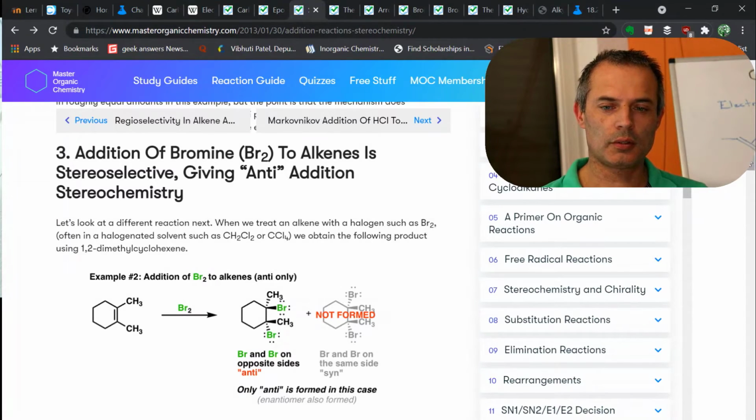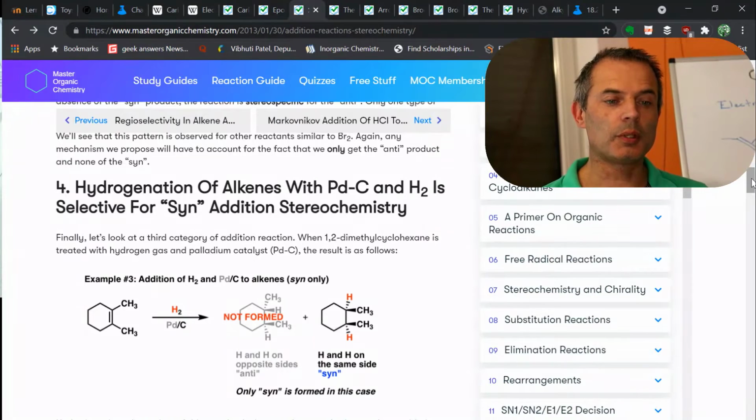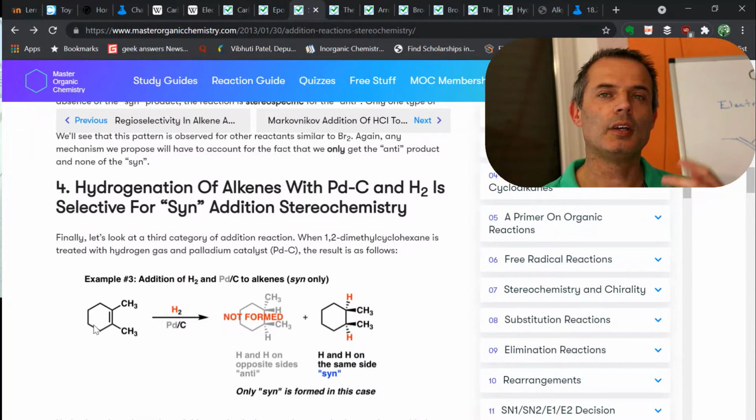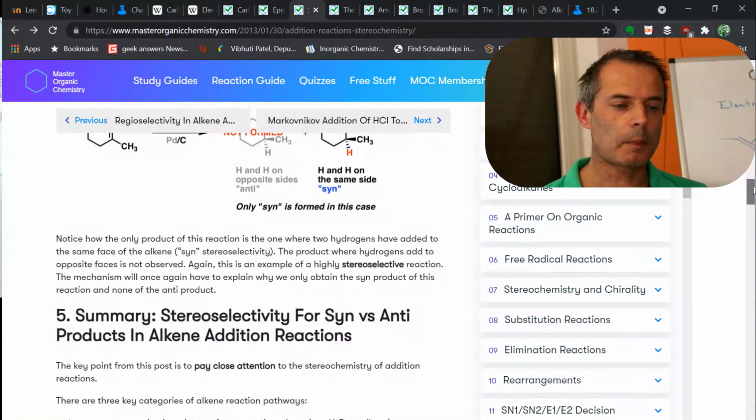Oops. The scrolling is a little bit awkward here. So scrolling down, we've got another possibility, which is exactly the opposite. It always attacks from the same side in palladium hydrogen attack. So it's catalyzed addition of hydrogen across the double bond, and that is always going to happen on the same side. We will have to look at that later.